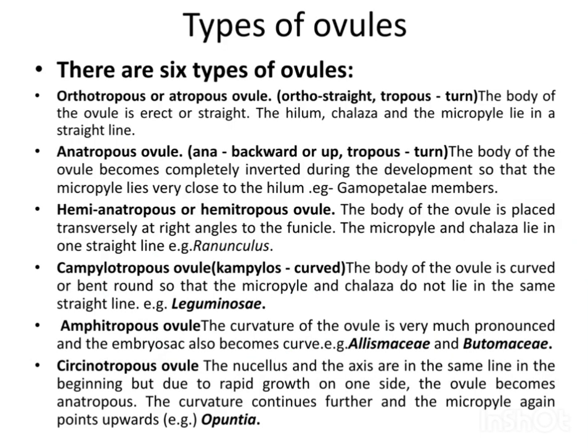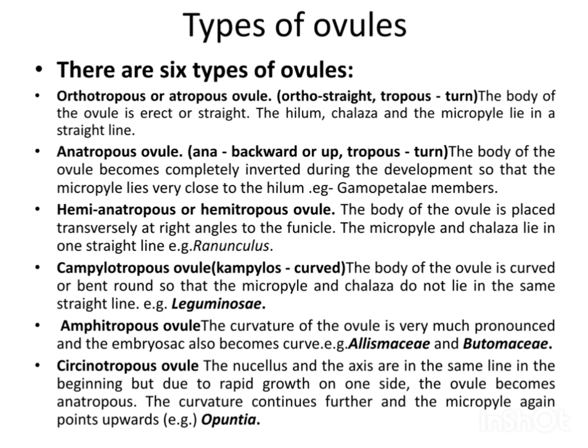So there are 6 types of ovules. One is the orthotropous ovule or straight ovule, which is present in gymnosperms, where the body of the ovule, the micropylar end, chalazal end and hilum or stalk of that ovule are present in a straight line. Then the anatropous ovule, which is an inverted ovule, present generally in all groups of angiosperms. Then the hemitropous or hemianatropous ovule, where the ovule is placed at a right angle to the funicle or stalk of that ovule.